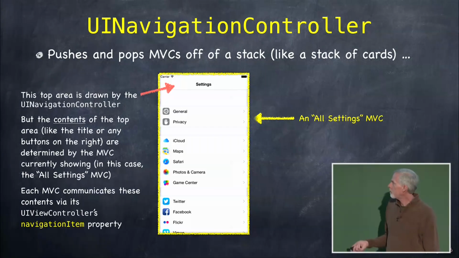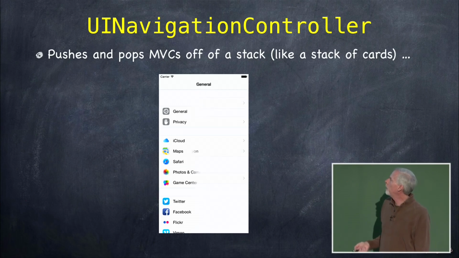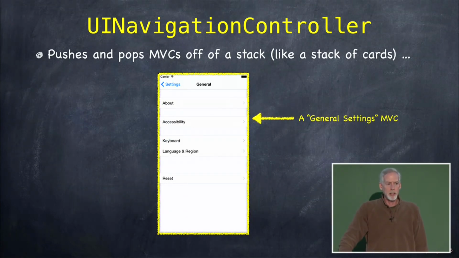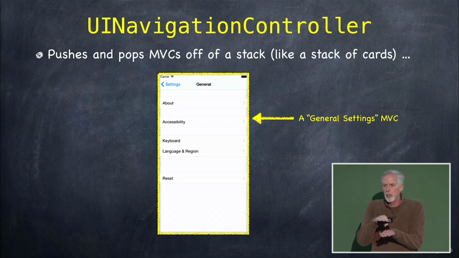So here, if I touched on general and I wanted the general settings, the general settings would slide in and replace the whole contents here with a general settings MVC, yet another new MVC. Notice the back button by default will be set to the name of the previous MVC. That other MVC is still in the navigation controller, it's just underneath. So this is a stack of cards. I just put another MVC on top, so the other one's still there.